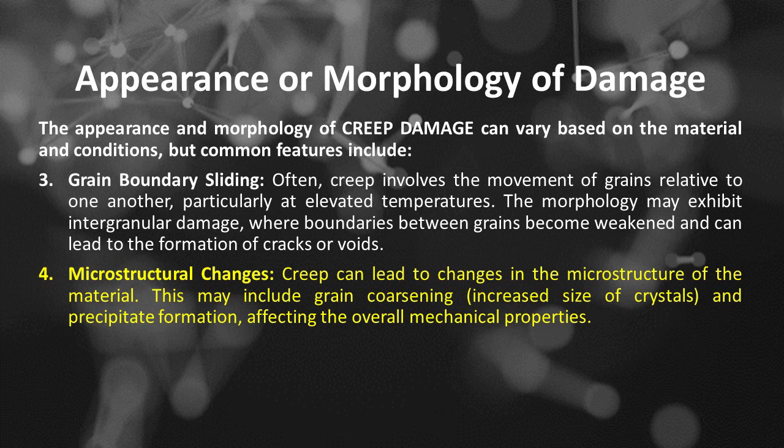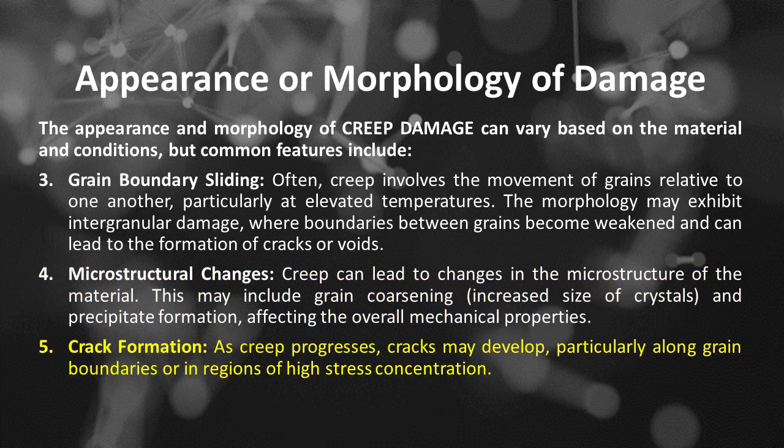Creep can lead to changes in the microstructure of the material. This may include grain coarsening, increased size of crystals, and precipitate formation, affecting the overall mechanical properties. Number 5 is crack formation. As creep progresses, cracks may develop, particularly along grain boundaries or in regions of high stress concentration.